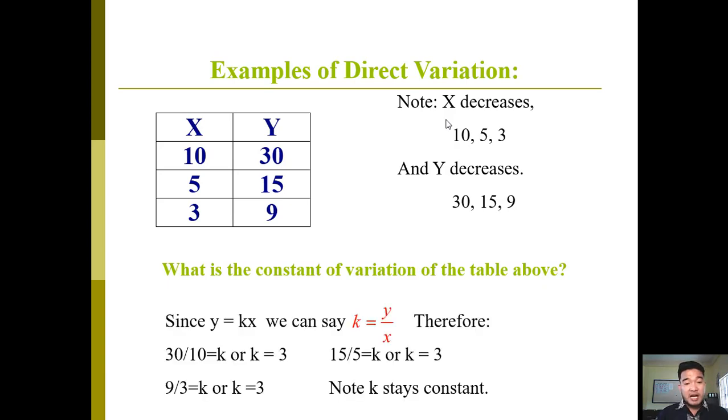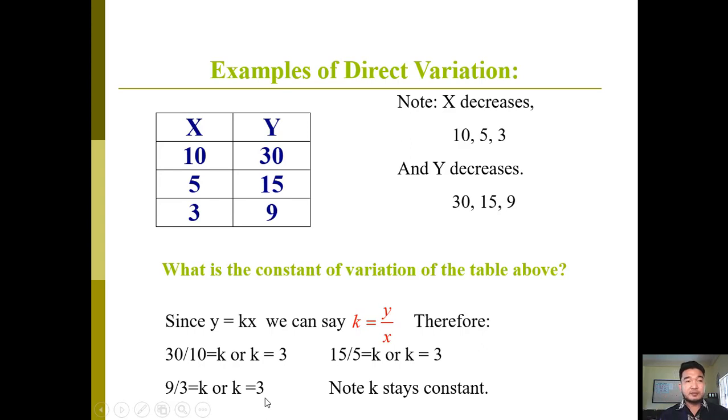We use the formula y equals kx, so that k is equal to y over x. This is our formula. k is equal to y over x, so 30 divided by 10 is equal to 3. Then 15 divided by 5 is equal to 3 also. Then 9 divided by 3 is also equal to 3.